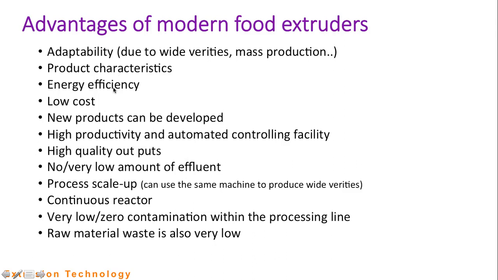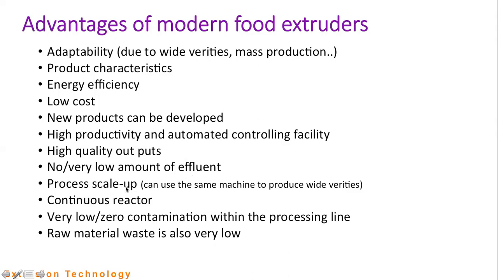And energy efficiency is there because we can use the same extruder for several food products, and there is only a motor. Low cost, comparatively low cost. New products can be developed. High productivity and automated controlling facilities are there. Then we can control it automatically. And nowadays, some extruders have artificial intelligence technologies being used. And high quality outputs, and a very low amount of effluent because it is very efficient production. You can get a very efficient product.